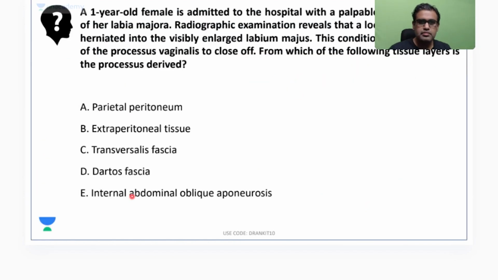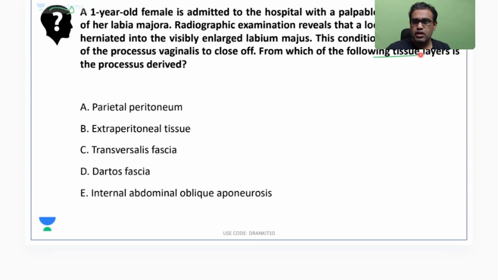Let's move ahead. A 1-year-old female is admitted to the hospital with a palpable mass within one of her labia majora. Radiographic examination reveals that a loop of intestine has herniated into the visibly enlarged labia majora. This condition is due to a failure of processus vaginalis to close off.